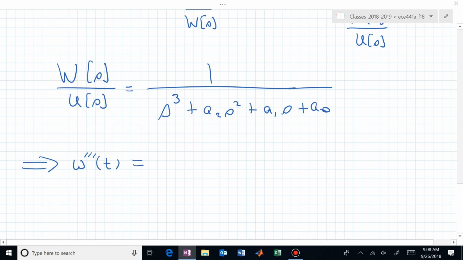So I'm doing a few steps here in this double arrow. But now all of the other terms that have w differentiated, I'm going to move to the right-hand side. They're going to have negative factors on their coefficients, so that I now have minus a sub 2 w double prime minus a sub 1 w prime minus a sub 0 w. And I can't forget that I still had that u.